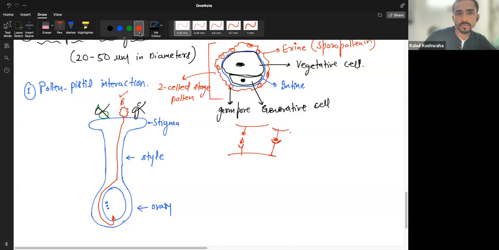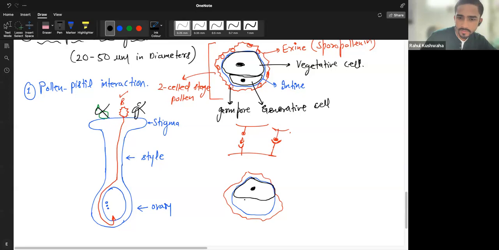But there's also a condition where it will be like, okay, so there'll be one bigger vegetative nucleus, and the smaller generative nucleus will divide into two. Okay, this is a three-celled stage. So this is the vegetative cell, and these two are two male nucleus.